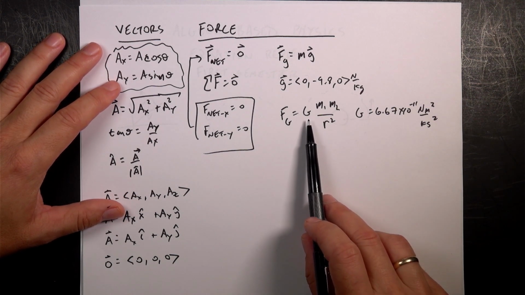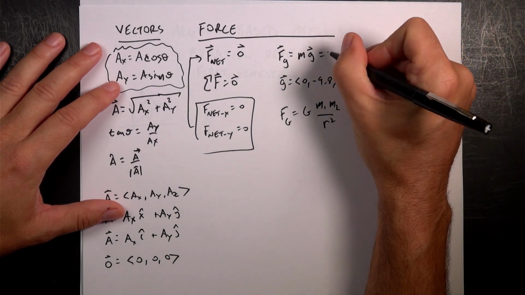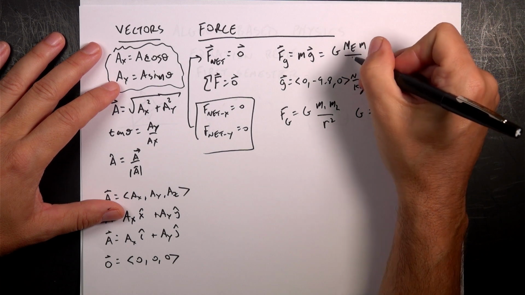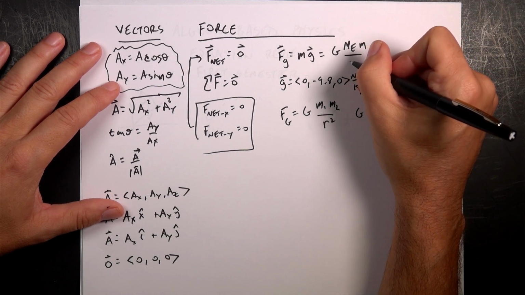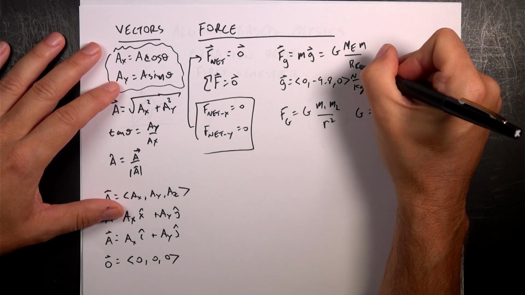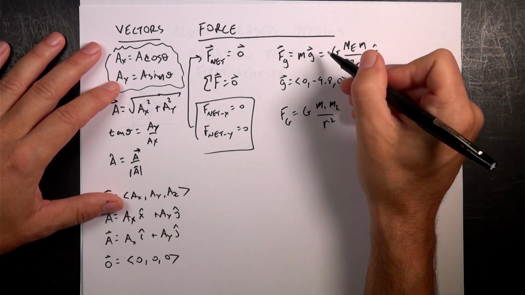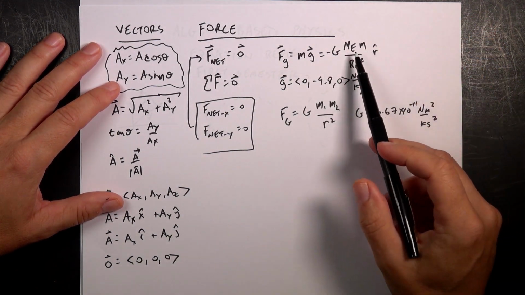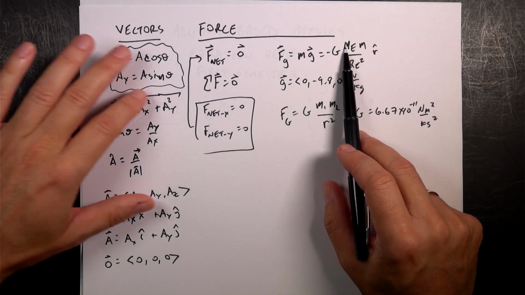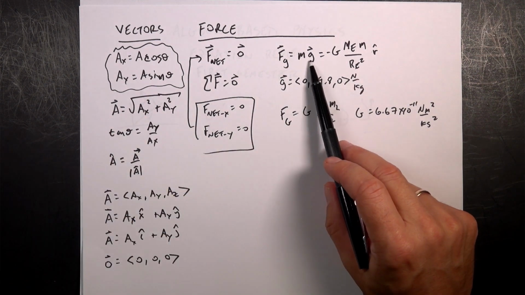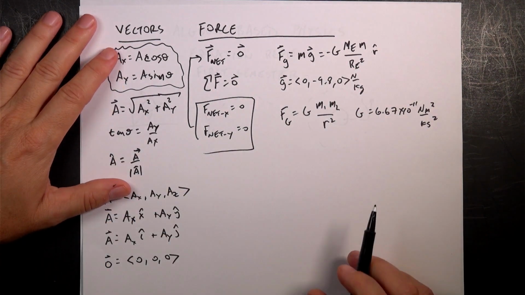If you're on the surface of the Earth, this is equal to G, mass of the Earth, mass, over the radius of the Earth squared, and then you have to have this r hat to make it a vector, negative. So if I set one of the masses equal to the mass of the Earth and the radius equal to the radius of the Earth, then you get this. And you should try that.